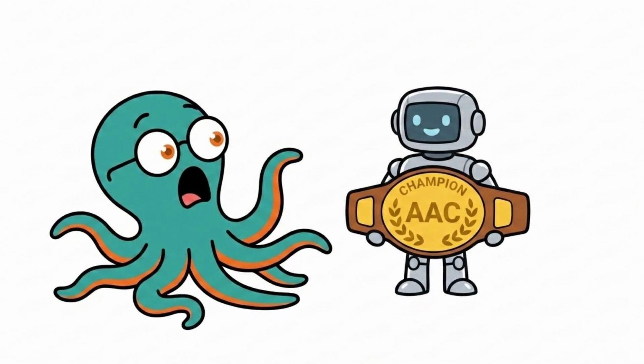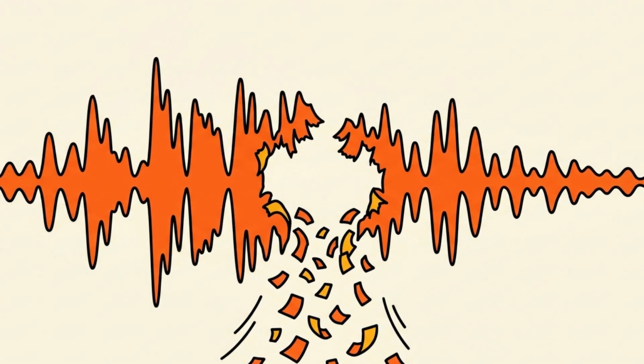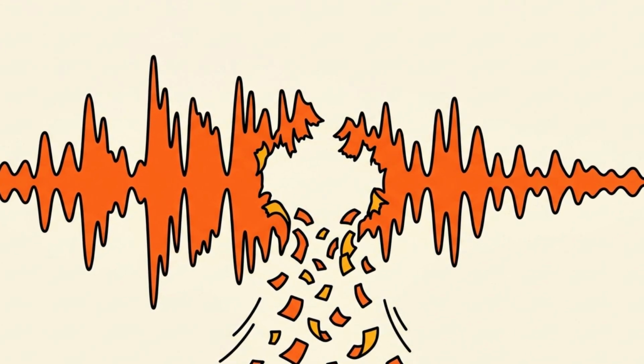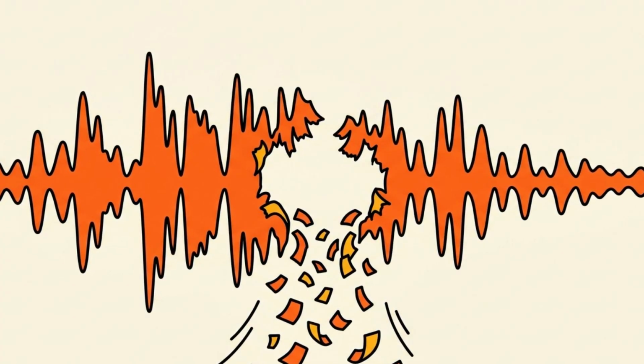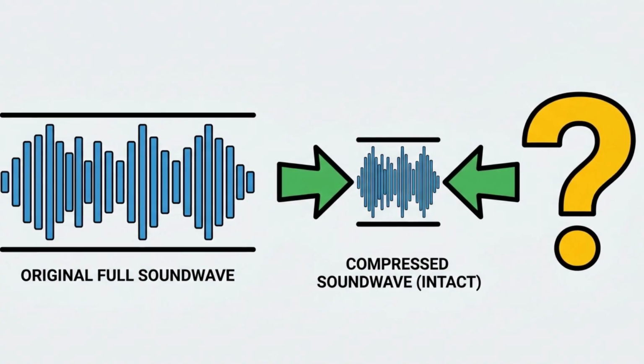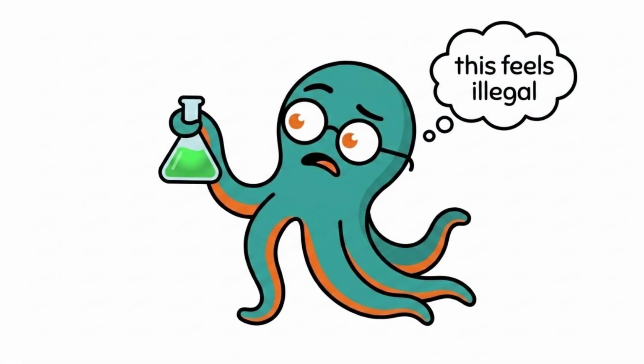Now, here's where a lot of people start to feel a little cheated. Both of those formats permanently destroy part of the recording to get small. So, an obvious question hangs in the air. Isn't there a way to shrink the file without throwing anything away? There is, and honestly, it feels like it shouldn't be allowed.